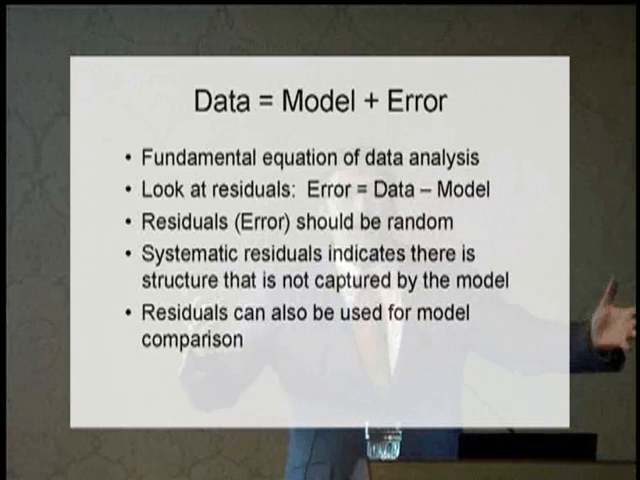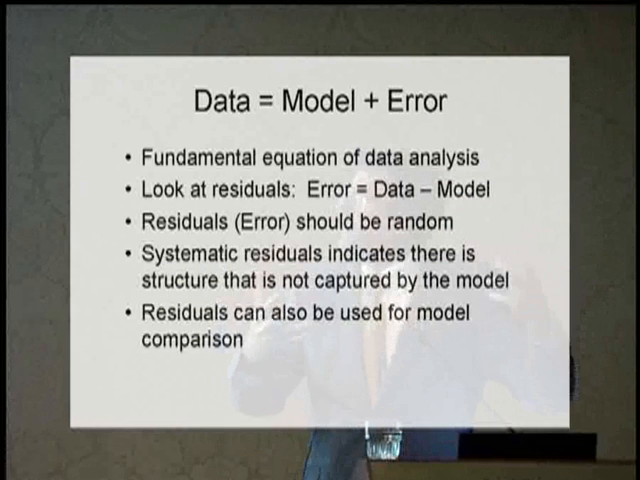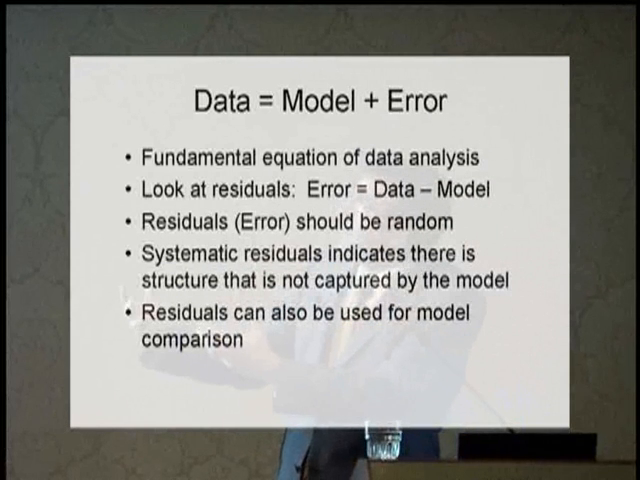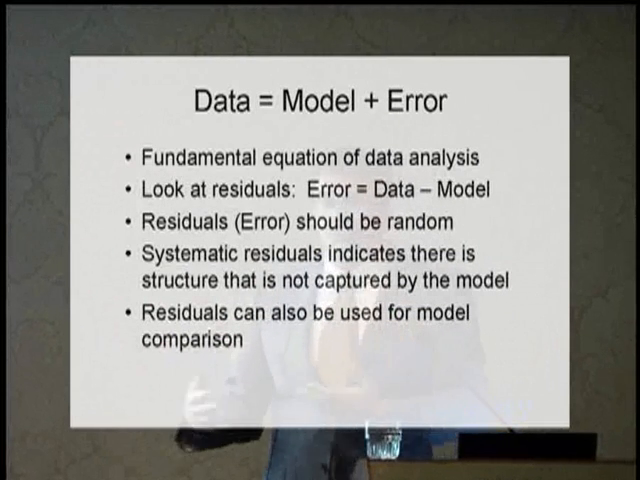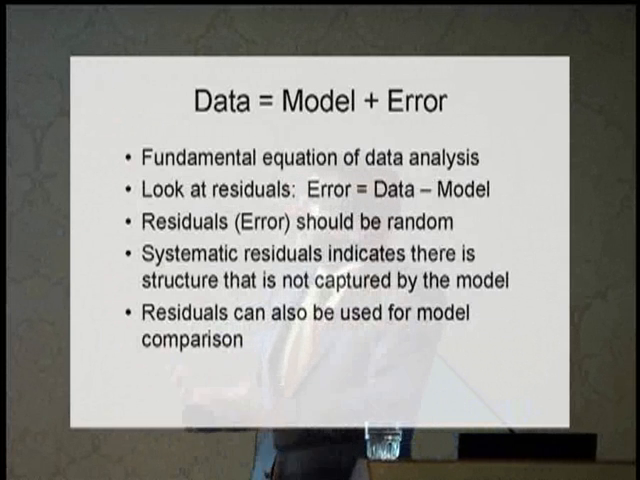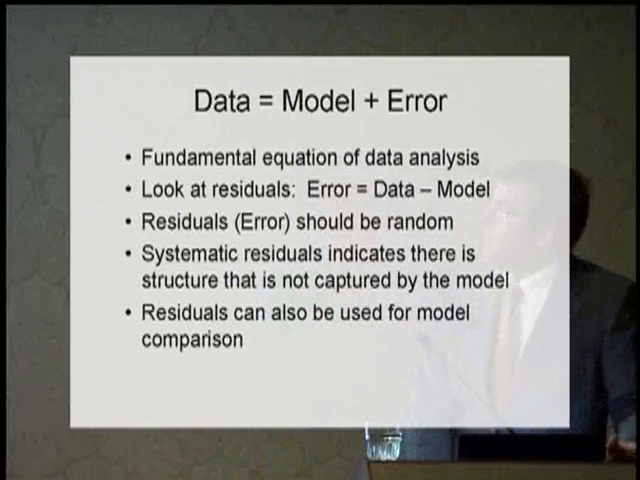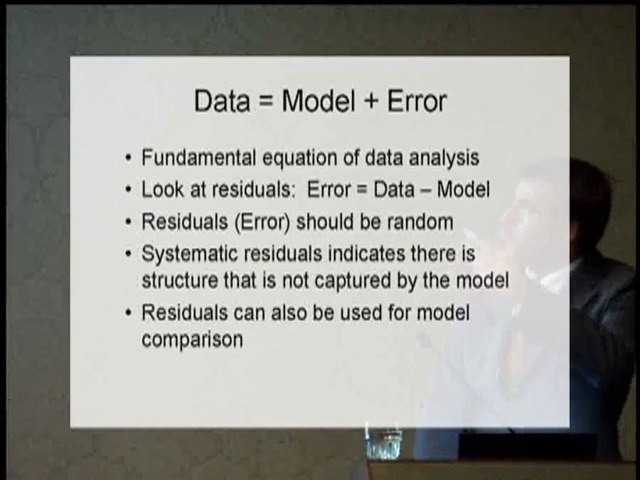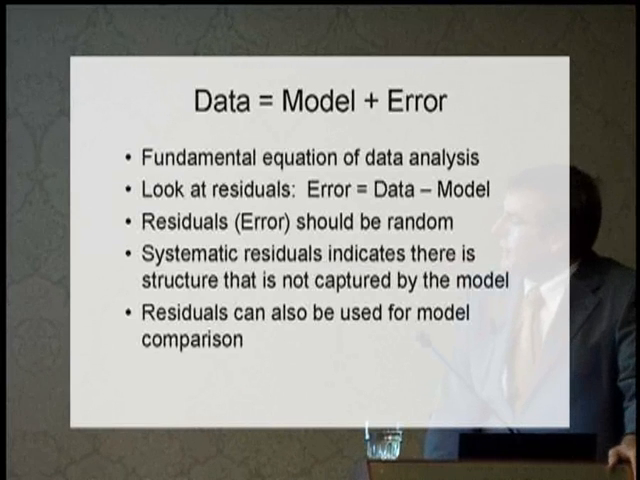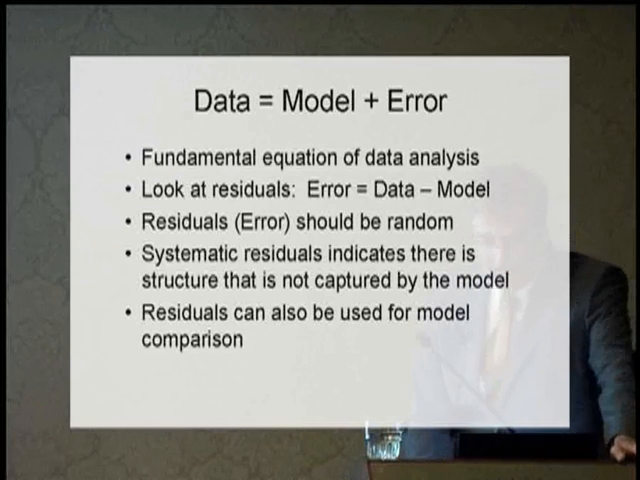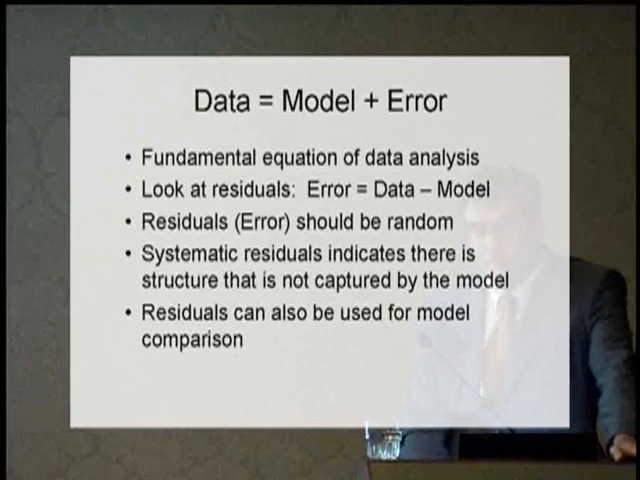We've got data, and if we have a phenomenon, if we have an effect, if there's a functional relationship, there's something in our data, we want to express that in a model. And when we subtract the model's predictions from the data and we look at the error, if the model is capturing all of the structure in the data, then the error should just be random. So you need to look at the residuals. The residuals, or the error, is just the data minus the model, and they should be random. Systematic residuals indicate that there's structure that's not captured by the model. Now, residuals can also be used for model comparison.